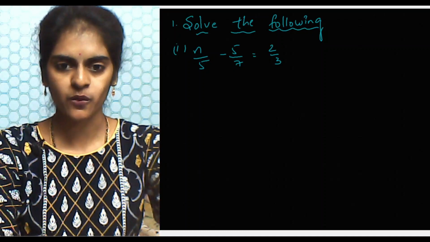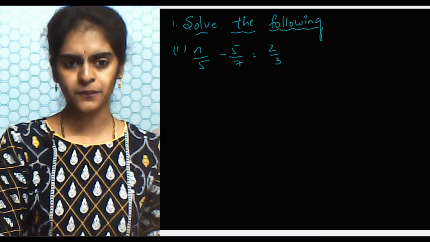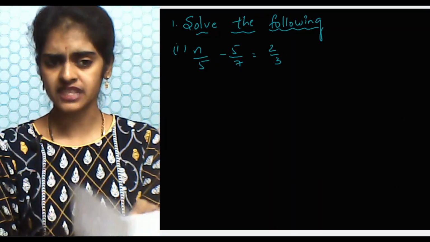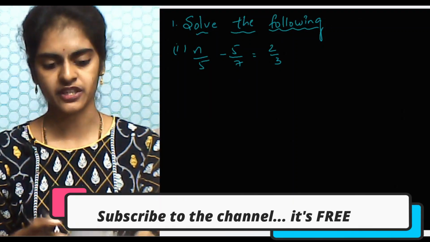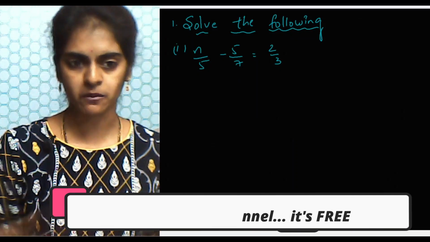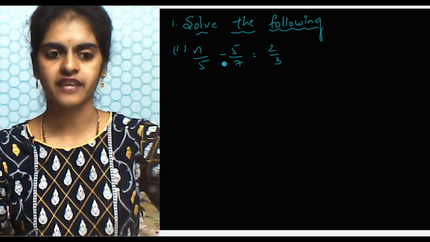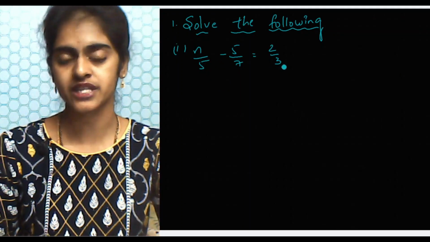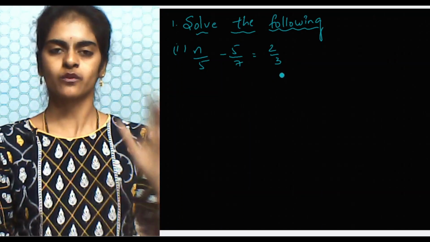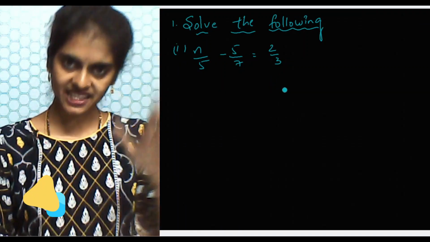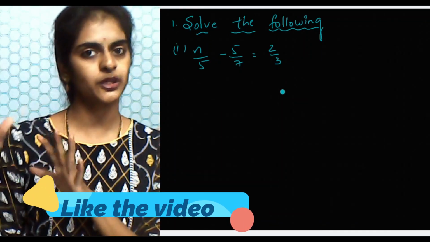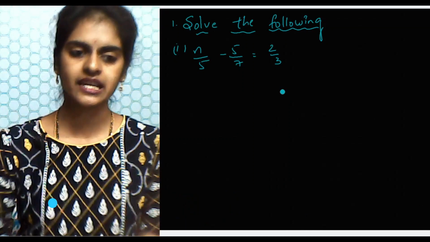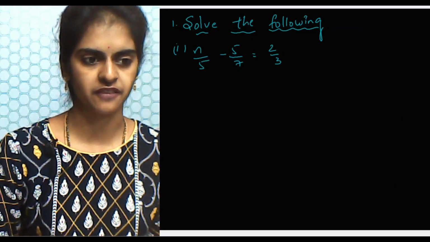So now we shall go on to the first problem. In this first problem, you have to solve all the given equations, okay? So the first one is n by 5 minus 5 by 7 is equal to 2 by 3. Okay, so variables we try to keep on the LHS side and constants we try to move to RHS and solve it. Okay, so very simple. Let's try to do it now.